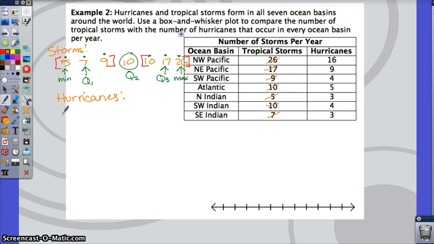All right, hurricanes, we have 3, 3, 4, another 4, a 5, a 9, and a 16. Perfect, we got them all. All right, minimum and maximum. Like to label those first.